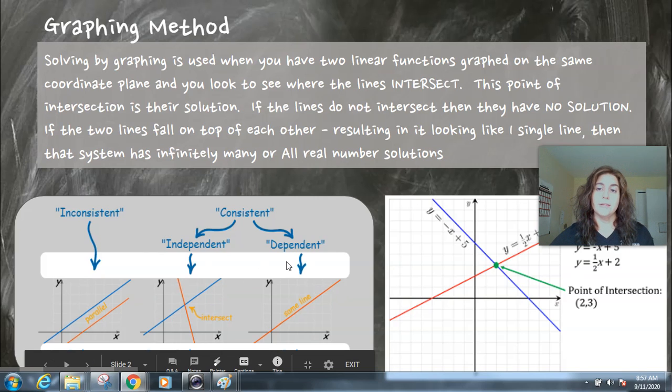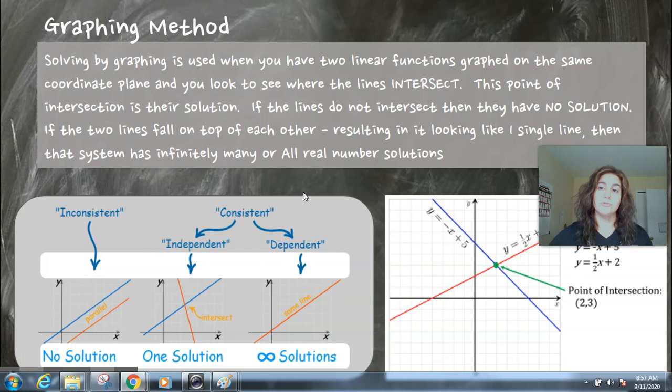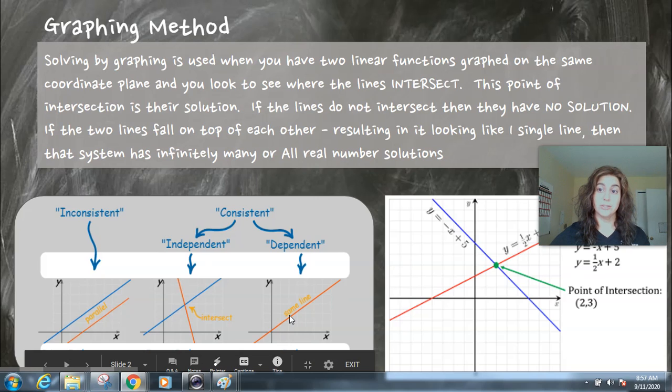If you solve and you get a true statement, like I mentioned before, the all real numbers, that is what we call consistent and dependent. The two lines depend on each other because they're the same. One line graphed directly on top of the other. They share every single point. So they're dependent. That's what we would call that. And those would have all real number solutions.